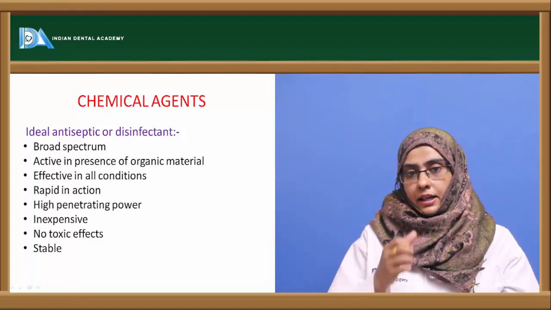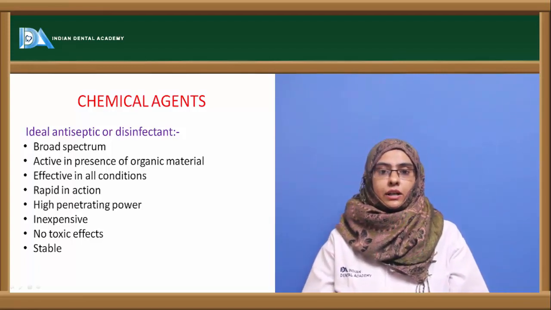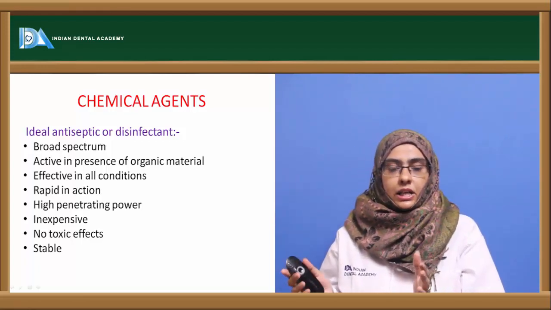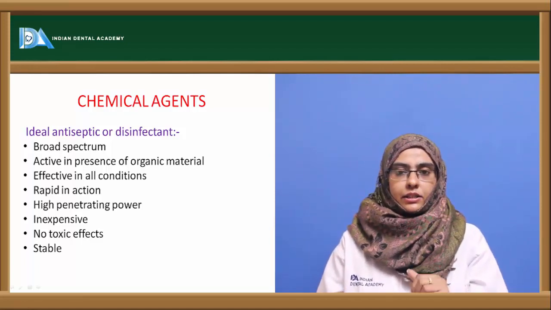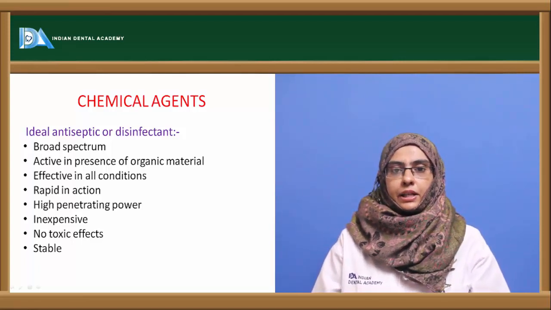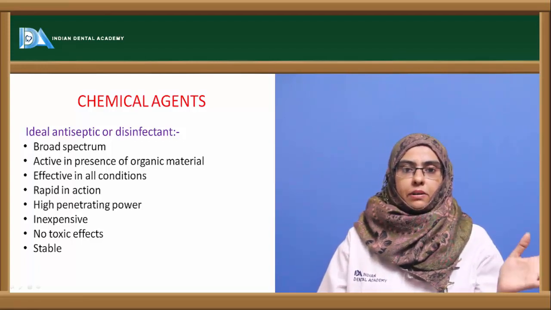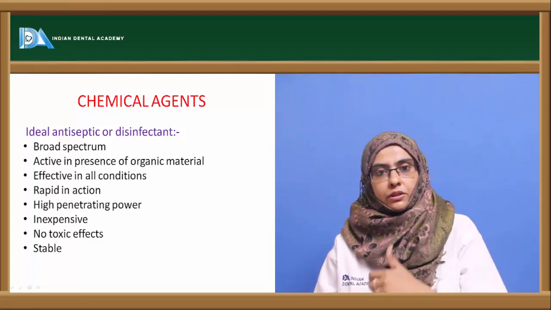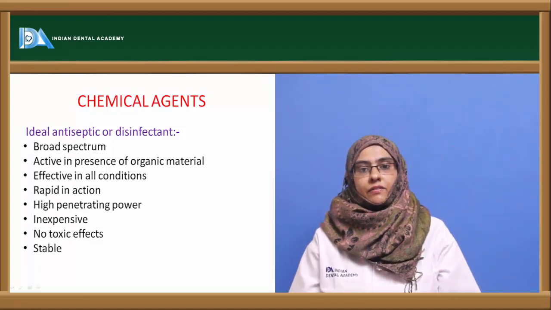Next, it should be rapid in action. It should not take a long time to act on the organism, because most of these chemical agents are used to bring about sterilization of certain areas. So you have to see that it is rapid in its action and kills the organism as soon as possible. It should have high penetrating power, as we have seen in moist heat. Because it has good penetrating power, it can penetrate the organism and kill it. Similarly, the chemical agent should penetrate into the organism and bring about the killing of the organism, and it should not be very expensive.